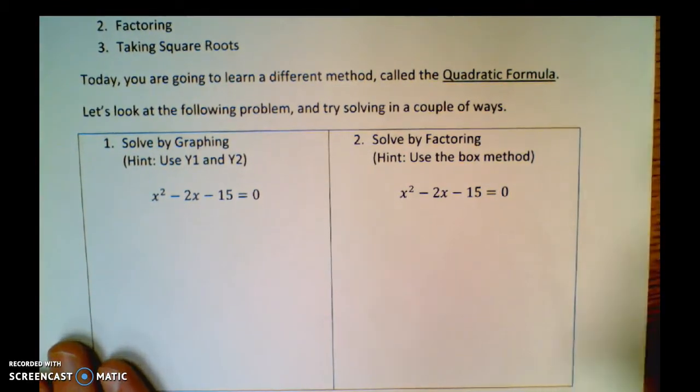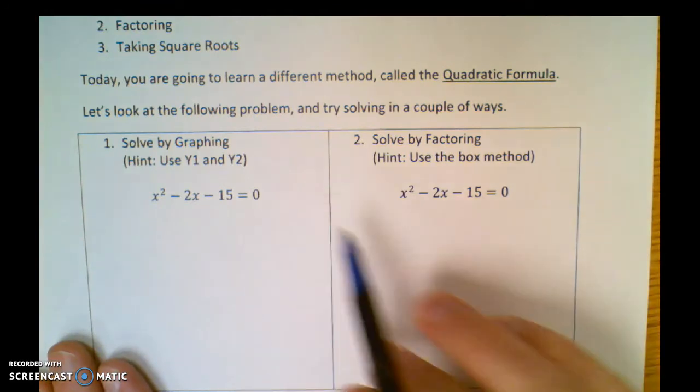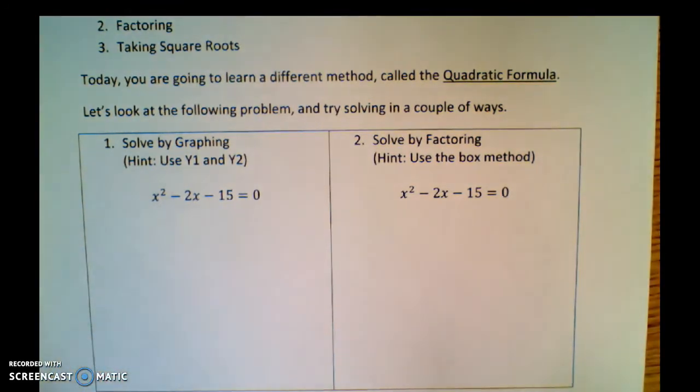We're going to look at a problem and we'll solve it using the old methods and then use the new method so you can see how it works. It requires a lot of steps, but it's actually pretty easy if you can follow the steps and do it in a logical order.